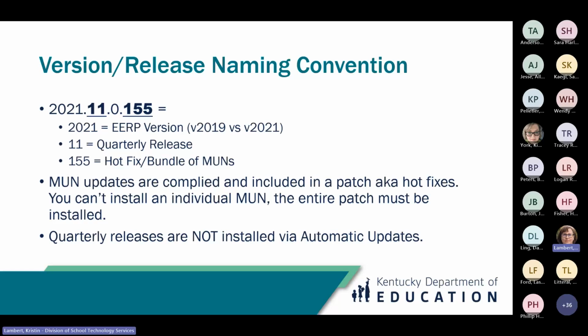They are cumulative. And again, as if I haven't said it enough, those quarterly releases are not installed via automatic updates. You do have to do the quarterly release difference. So when you're ready to go from 2021.10 to 2021.12, you will need to access Tyler Deploy and set that up.